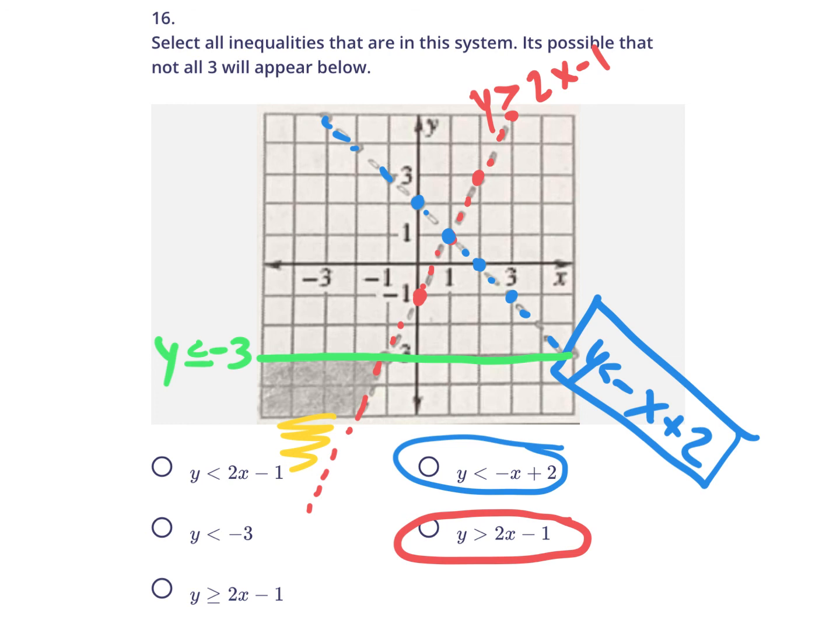Now, again, in the instructions, it says it is possible that not all three will appear. So you're looking for this one, but it's not that one. This implies a dotted line, so you would not select that one. So out of the 3 inequalities in our system of inequalities, these are the only 2 that you would select. Do not select this one because it would have to have an or equal to in order for it to be part of this system. Okay?